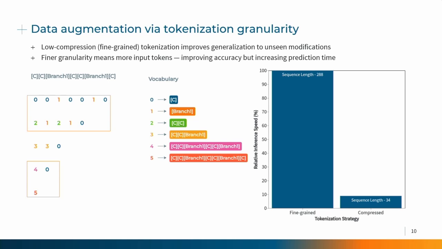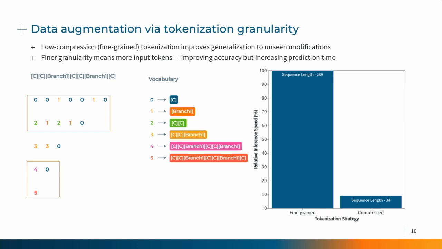On the right-hand side, you see 2 models trained on different tokenization strategies, with fine-grained tokenization on the left and highly compressed tokenization on the right. For the first model, we need a maximum sequence length of 288, while for the second model, we only need 34 tokens to represent our input. And as you see, the fine-grained tokenization model is 10 times slower than the high compression tokenization model. So we clearly see that there's a trade-off between generalization and speed.